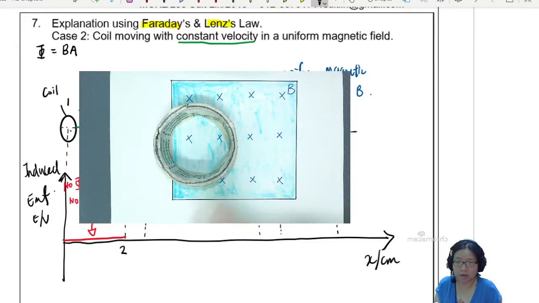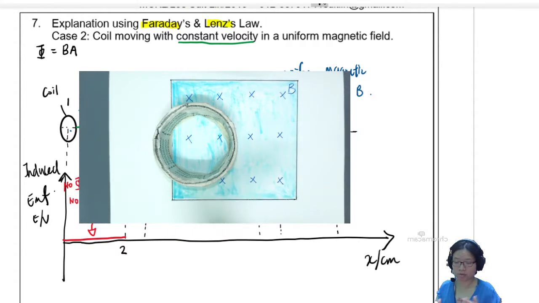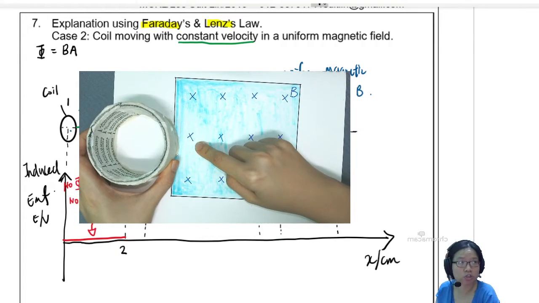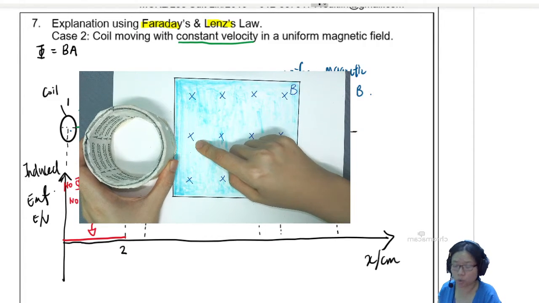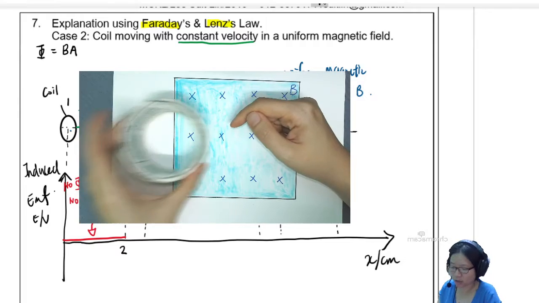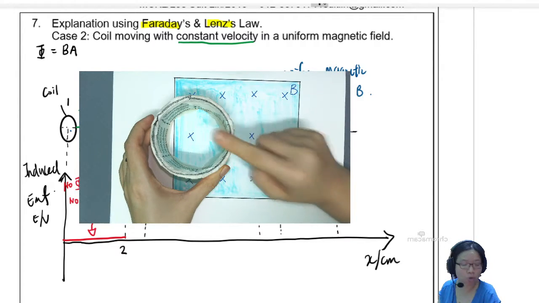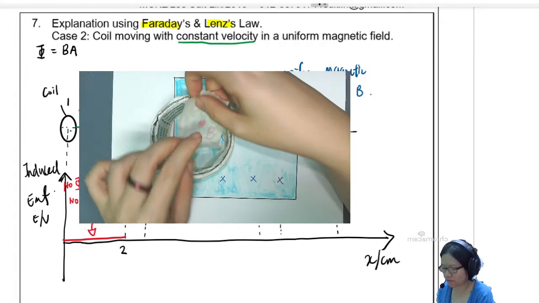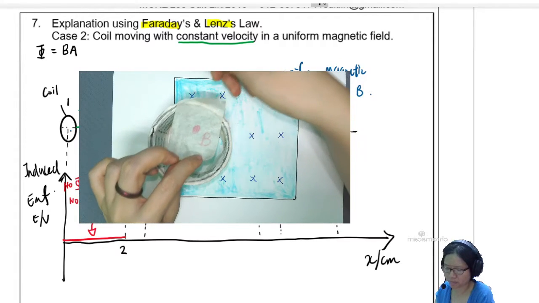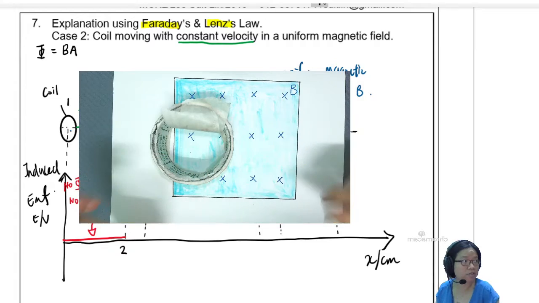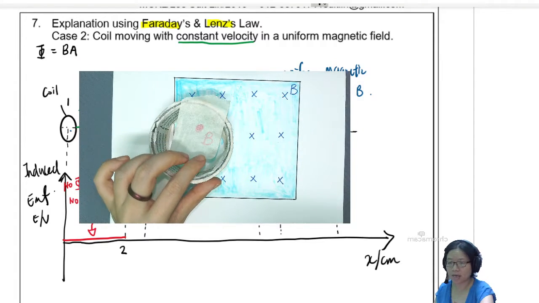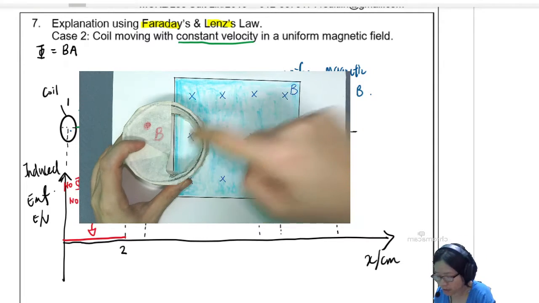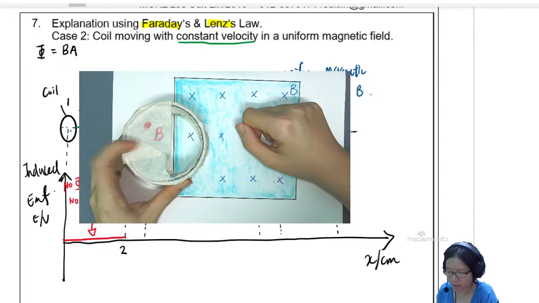What is the direction of this induced EMF? Think about it. The direction of this induced EMF must oppose this change. What is the change it is undergoing? It went from no field to this cross field, and the coil doesn't want this cross field. So what does it do? It makes a dot field. You can see there's a dot field here. This dot field is to oppose the increase in the cross field.